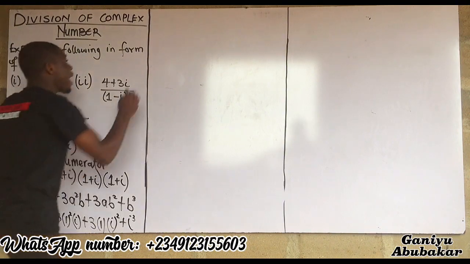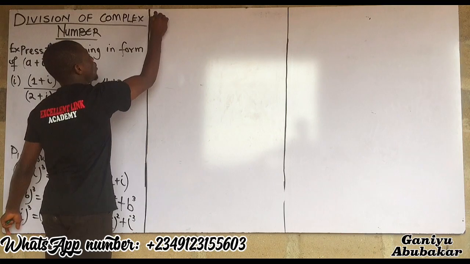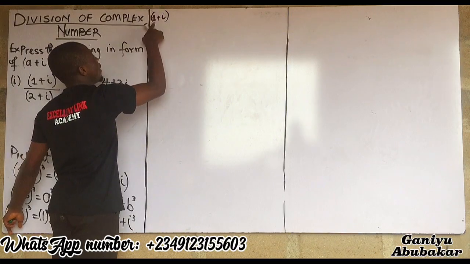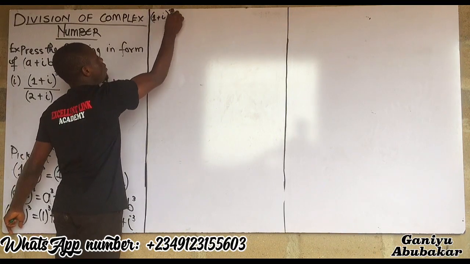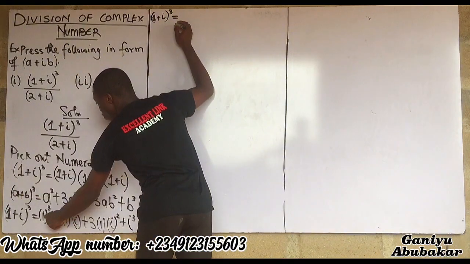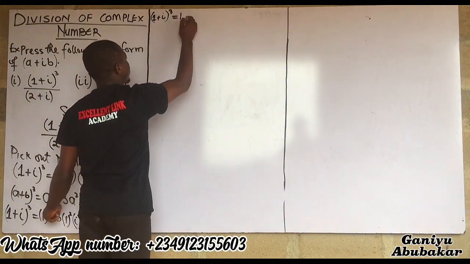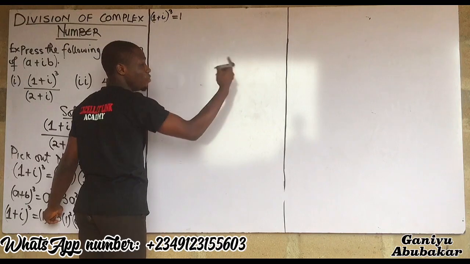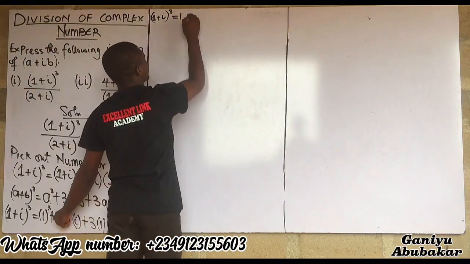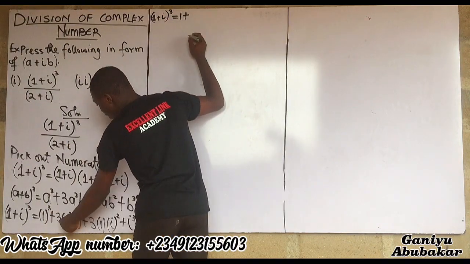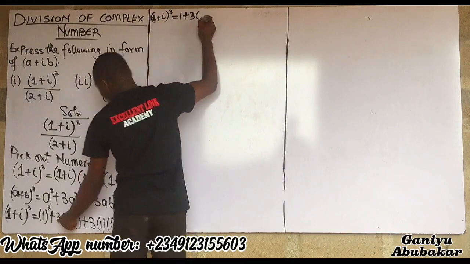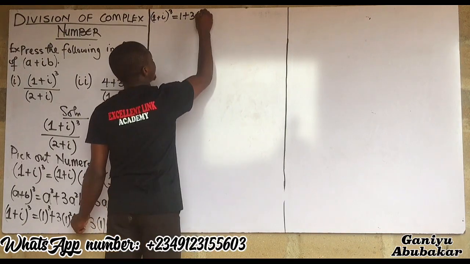Proceeding here, if I expand (1 + i)³, it will be equal in value to 1 cubed, which is 1 times 1 times 1, giving 1. Plus, I have a plus sign here, 3, I have a 3 here, into 1 squared, which gives 1.